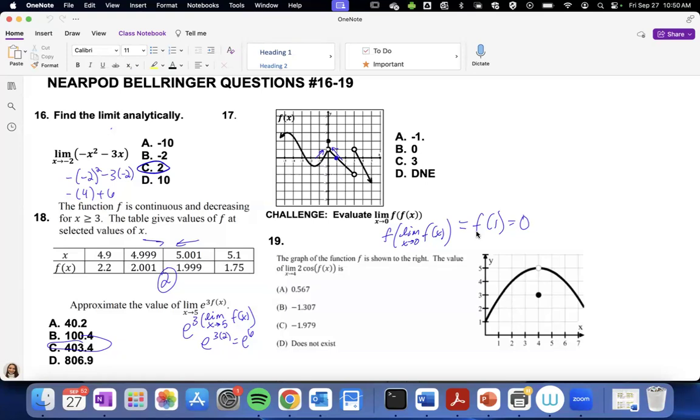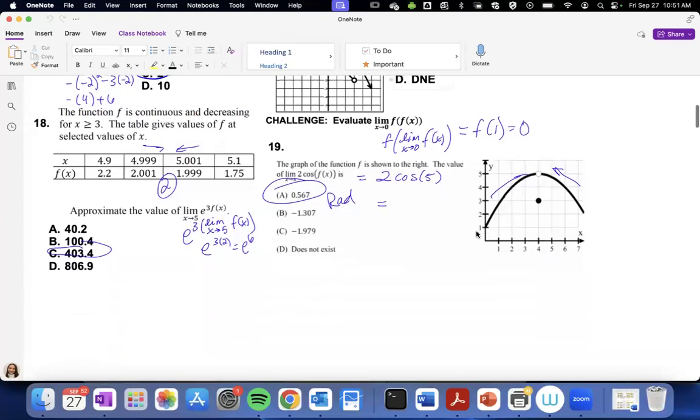So the limit of all of that would really be the limit of the cosine function as x approaches 4, which is 5. So it becomes 2 times the cosine of 5. You type in your calculator in radian mode and you get a 0.567. Okay, good job to those of you who did that.